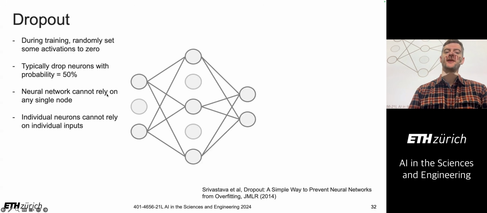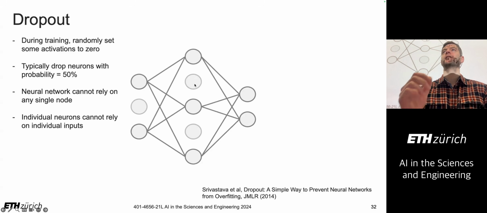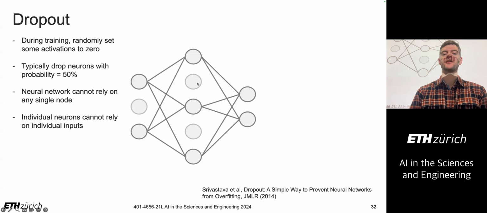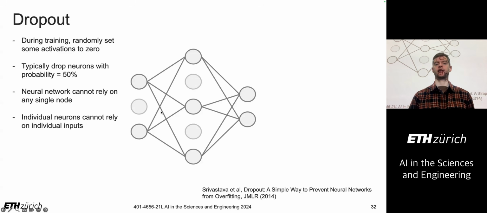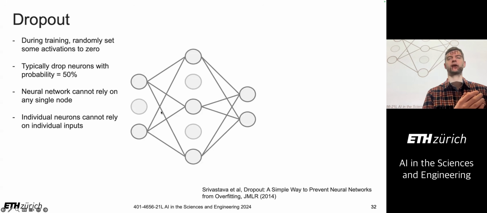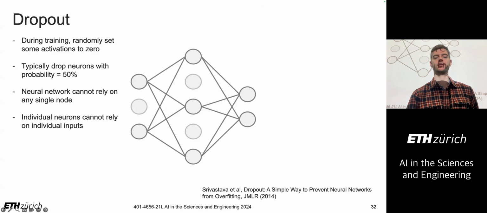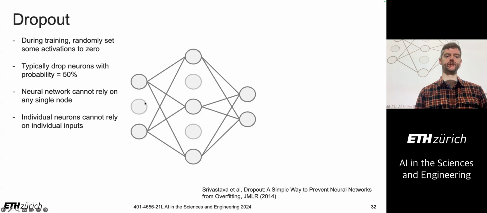Well, in a kind of loose sense, what it's doing is it's saying the output of the network shouldn't depend too strongly on the output of any specific neuron. Or equivalently, individual neurons here shouldn't depend too strongly on a single previous neuron that they are connected to. And this can really help the network learn a generalized representation that doesn't depend too strongly on a specific input.